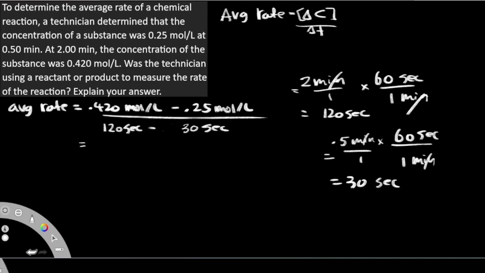And I'm just going to use my calculator here, 0.420 minus 0.25, and I'm getting 0.17 moles per liter. In terms of the seconds, that's easy, right? We have 90 seconds, so all we're going to be doing now is dividing this so that we get moles per liter per second. Right now we only have 90 seconds. We obviously want just 1 second, so you're just going to divide them, and then you end up getting 1.888.